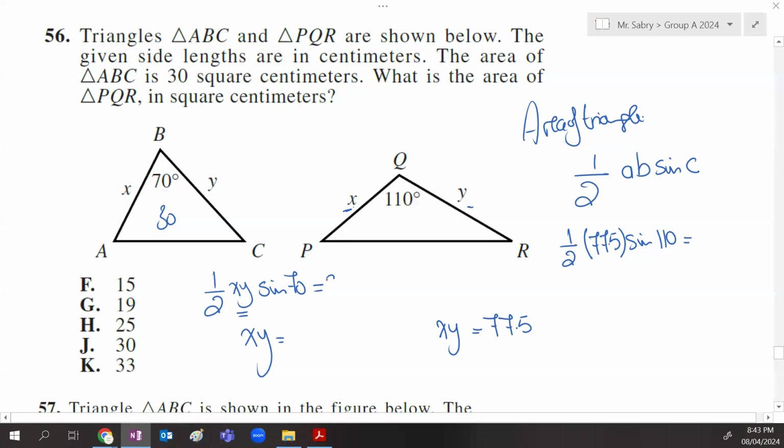As we said, this is supposed to be equal to 30. The half would go to the other side with division, so xy sine 70 will be equal to 60. And move sine 70 to the other side, so xy will be equal to 60 over sine 70. Over here too, I'll put 60 over sine 70 in place of xy. I won't calculate numbers.